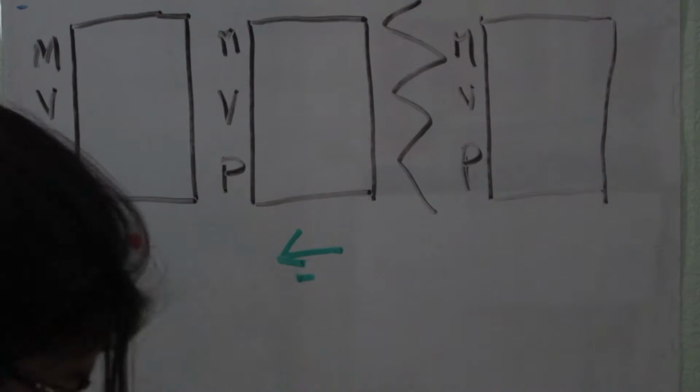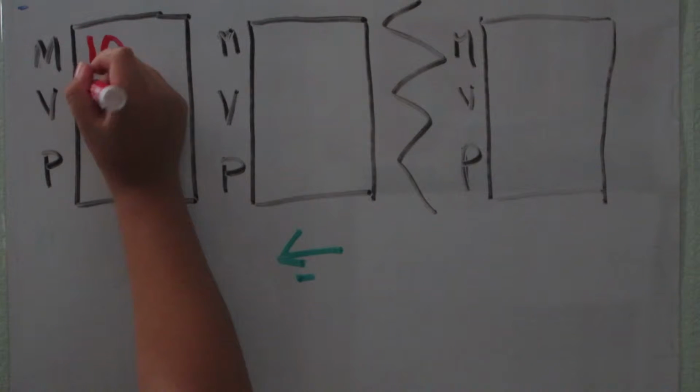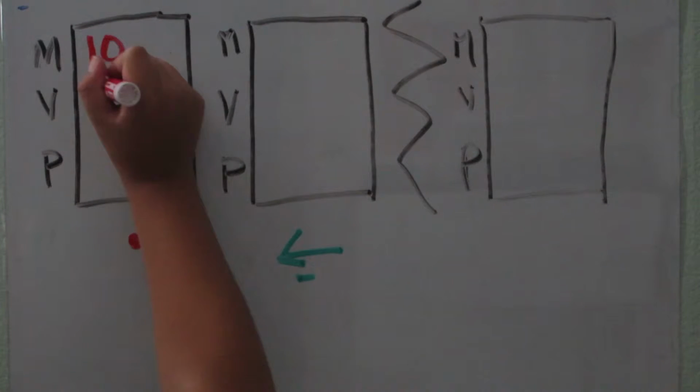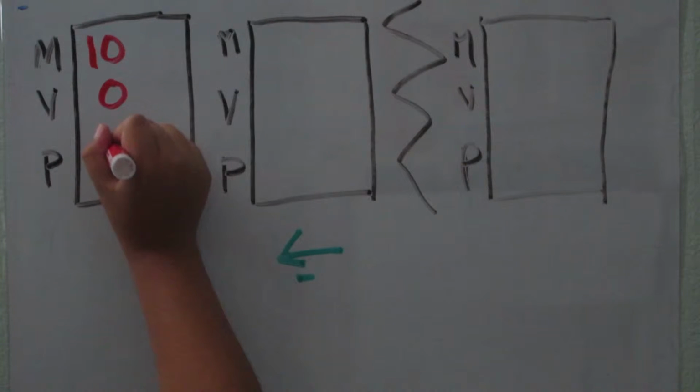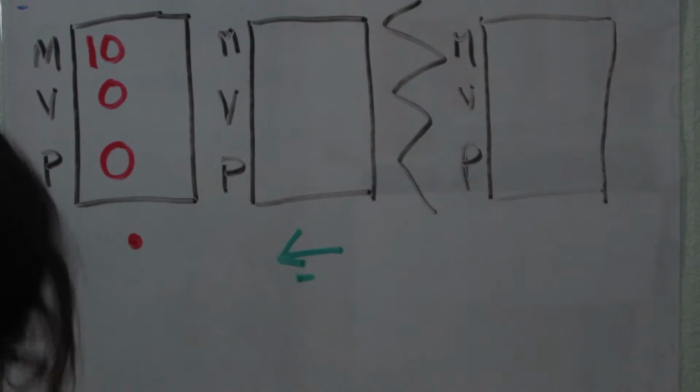So, the first object is at rest, which is what the dot represents, and it has a mass of 10 kilograms and a velocity of 0 meters per second. Now, because momentum is equal to mass times velocity, the momentum equals 0. And also, if an object is not moving, it has no momentum.